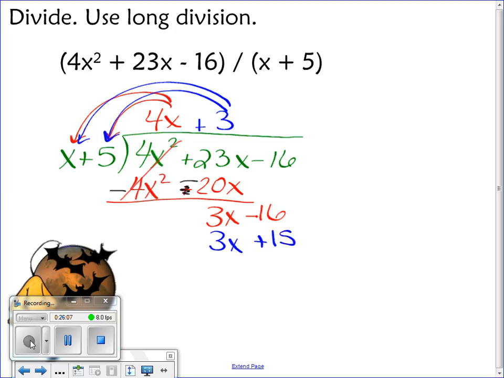15 plus 15. Here's where a lot of you messed up. You have to change your signs. So when I change my signs, this does not give me negative 1, negative 31. Now, all of you check your papers. You need to add your remainder on, negative 31 over x plus 5. Make sure you have the adding on your remainder. Okay? Good. Was x plus 5 a factor of it? No. It was not.